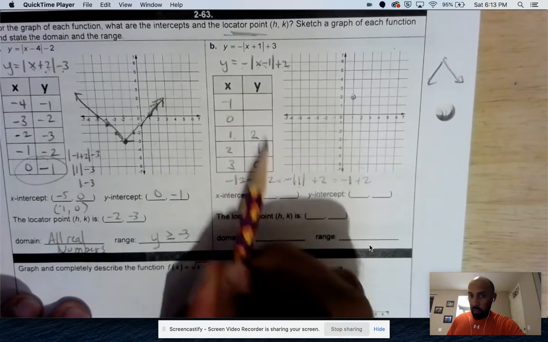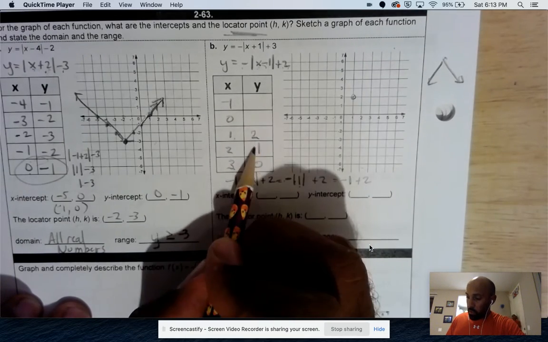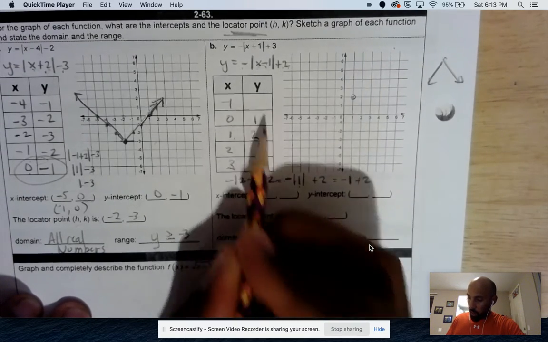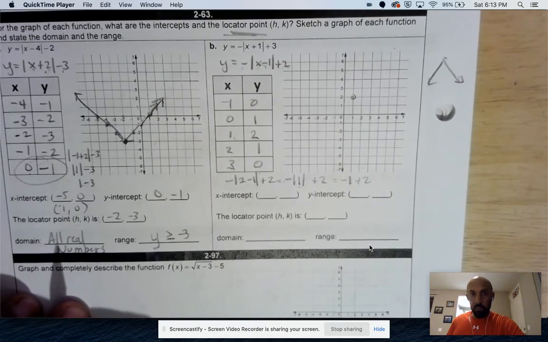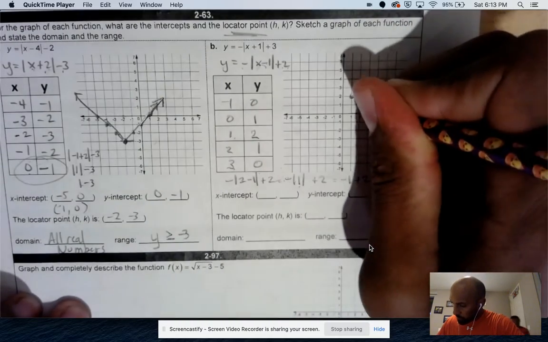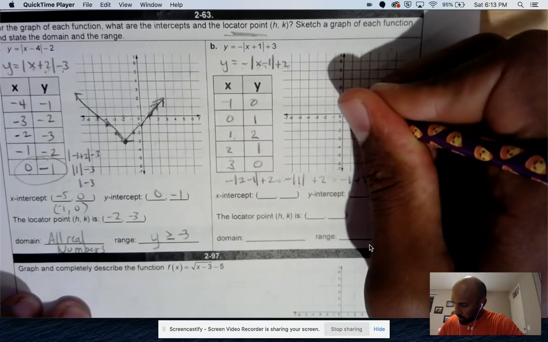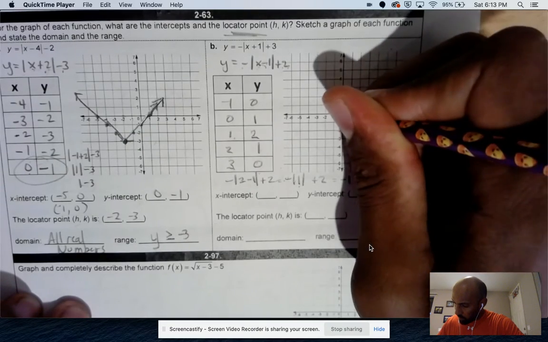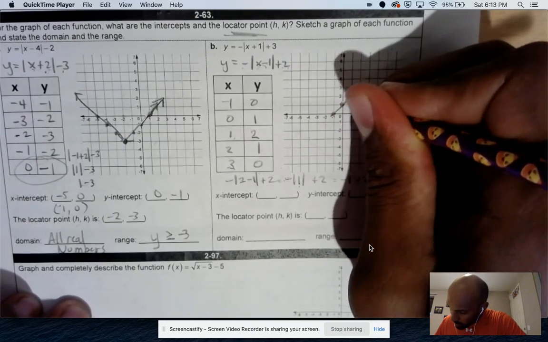Remember I told you these are reflective, or symmetrical, so that means that that will be 1 and that will be 0. They'll flip on the other side. Okay, so now we have 2, 1, 3, 0, and then 0, 1, and negative 1, 0. So there's our graph going the other way.